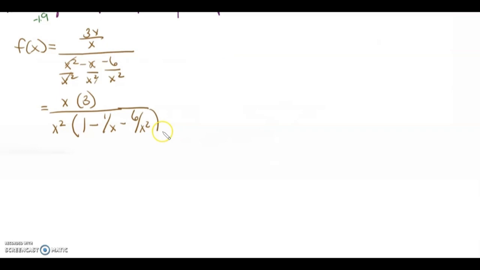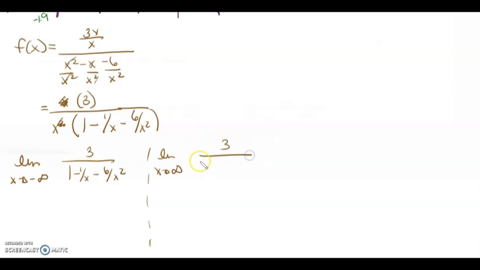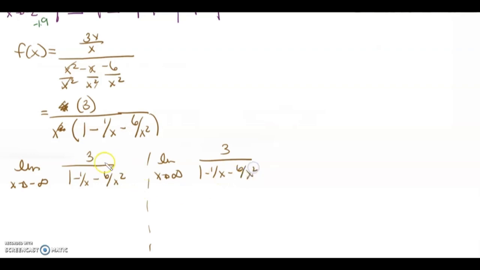And for the horizontal asymptote, we have to determine whether it approaches positive infinity and negative infinity. Okay, so let's go ahead and break this into two. The limit as x approaches negative infinity. And then we're going to do the limit as x approaches infinity. Okay, we can get rid of this x and get rid of this squared. Okay, and we're left with 3 over 1 minus 1 over x minus 6 over x squared. There's an x in front.